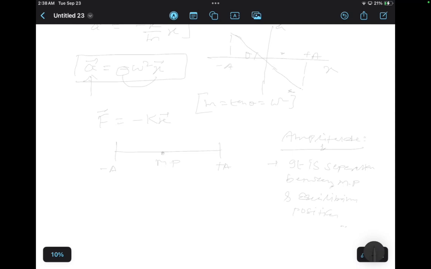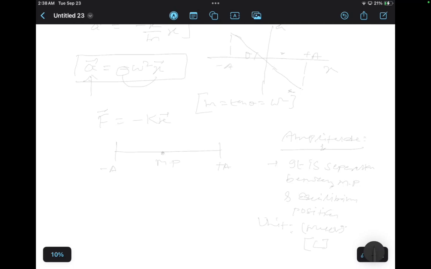This separation is called the amplitude. Or we can also define this as half of the separation between the two extremes. Now this is a certain kind of length, so its unit will be meter, or its dimension will be length, L.